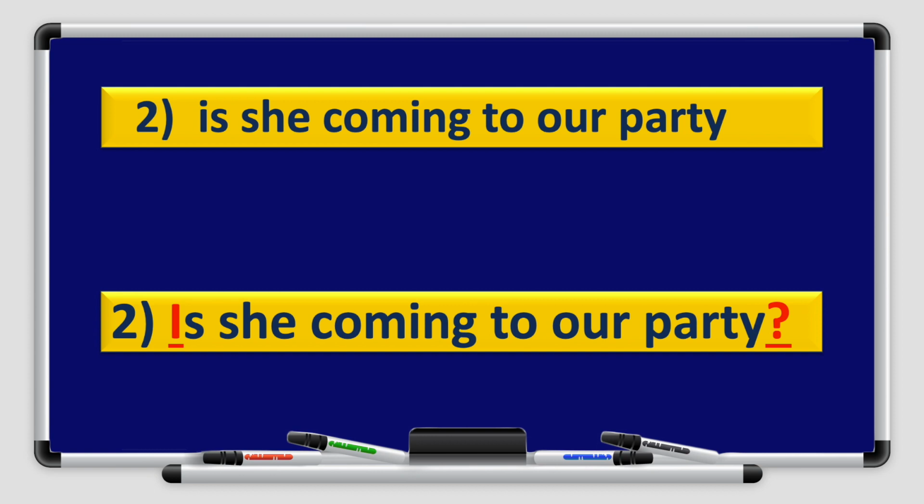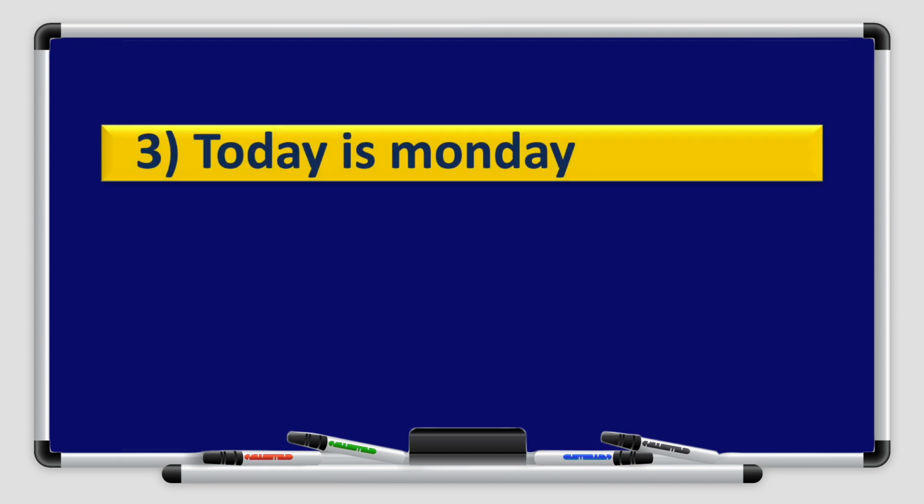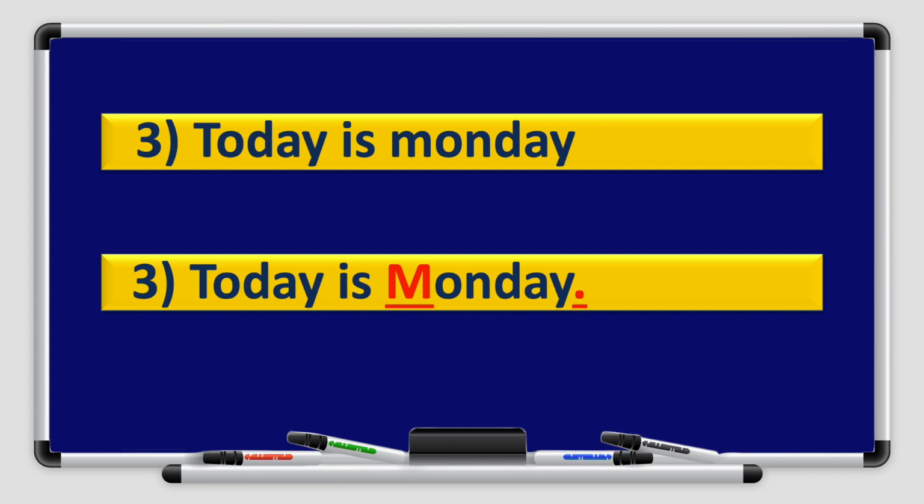Great job! Example number 3. Today is Monday. The T at the beginning of the sentence is capitalized because it's at the beginning. Is Monday. The M is capital because it's the name of a day. And then at the end, a full stop. Today is Monday. Great job, boys and girls.